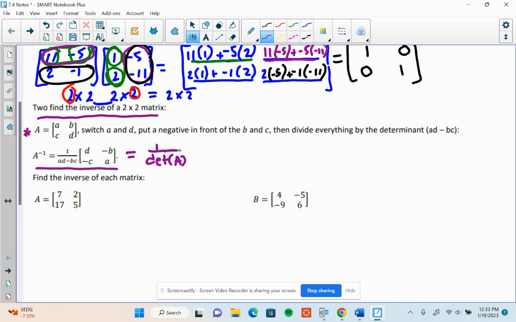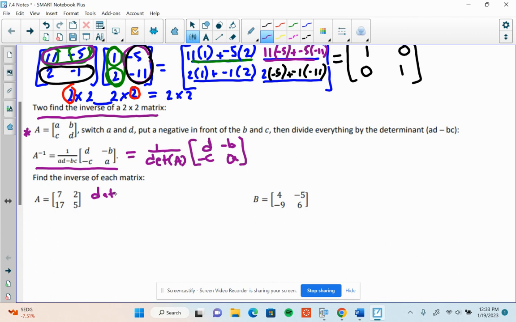It's 1 over the determinant of matrix A. And then we've switched the A and the D. We changed the sign on the B and the C. Change them to the opposite sign. That's our formula.